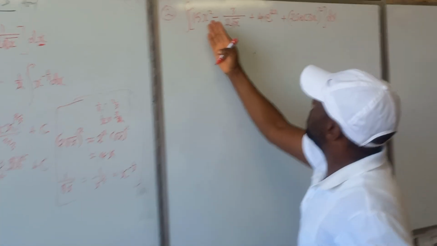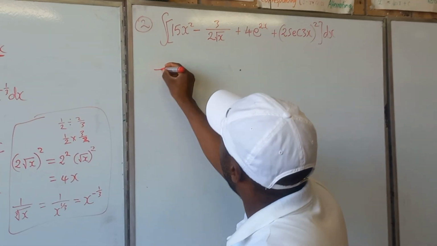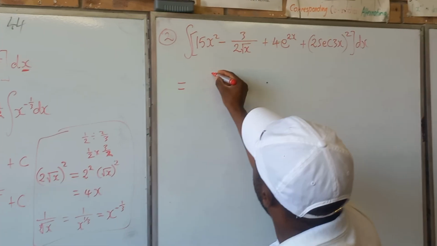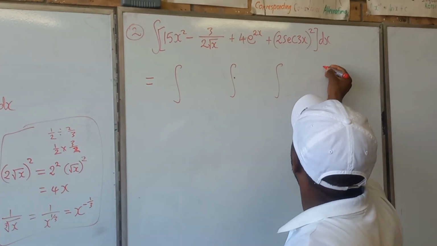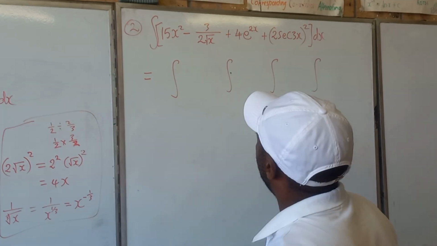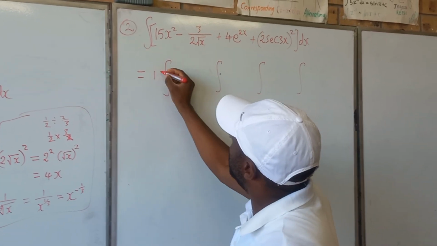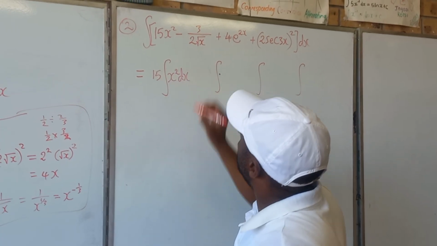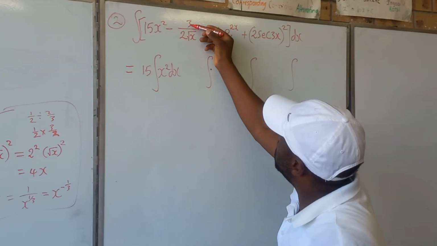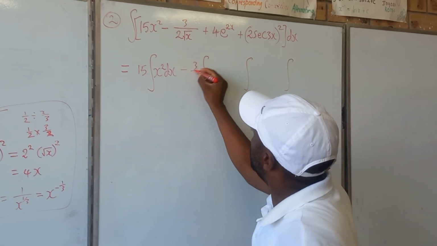So again, this one is 4 terms. So according to my integration rules, I need the integral sign 4 times. So I'm putting my integral sign 4 times. Then I have to start transferring my terms. This one is straightforward. The constant is 15 outside, the variable inside. Then when you go here, the constant has got nothing to do with the root. So my constant is negative 3 over 2.